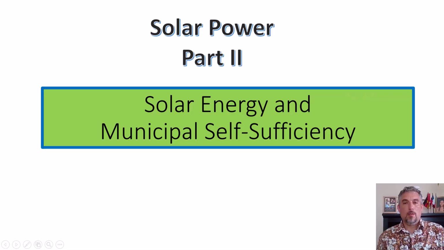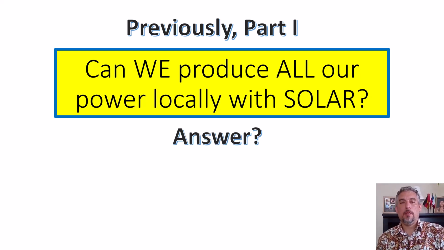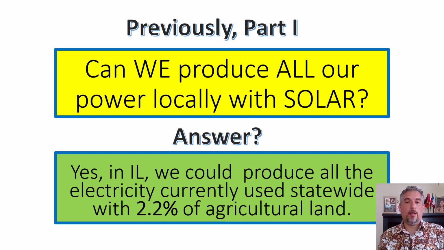This is part 2 of a series of videos that I'm doing on solar energy and renewable energy more generally. Let's get started. Part 2 of solar power is solar energy and municipal self-sufficiency. In the previous part 1, we asked the question, can we produce all our power locally with solar? And the answer was yes. Actually, in Illinois, where I live, we could produce all the electricity we need with about 2.2% of agricultural land in our state. So the answer is yes.